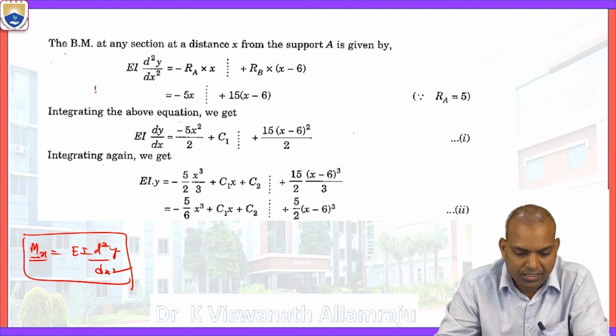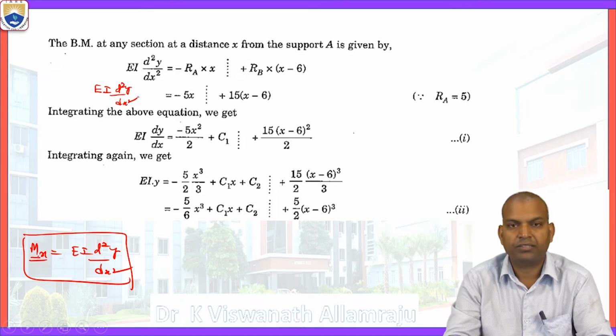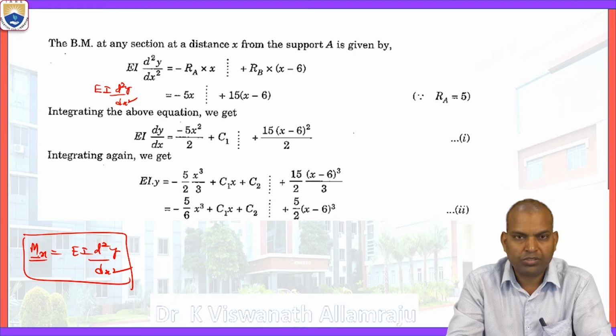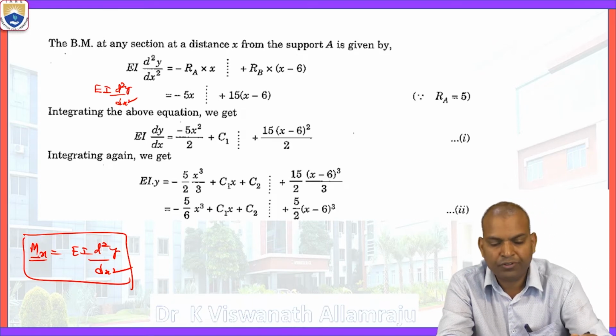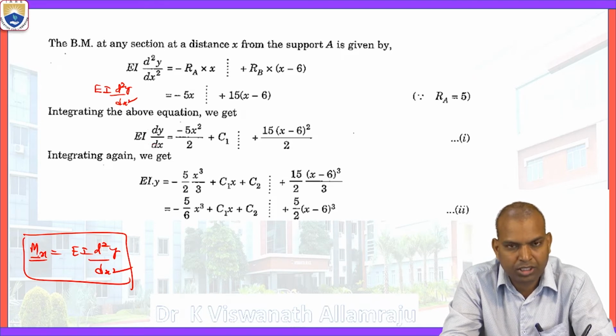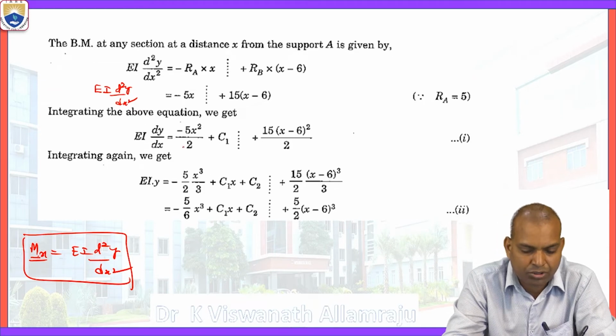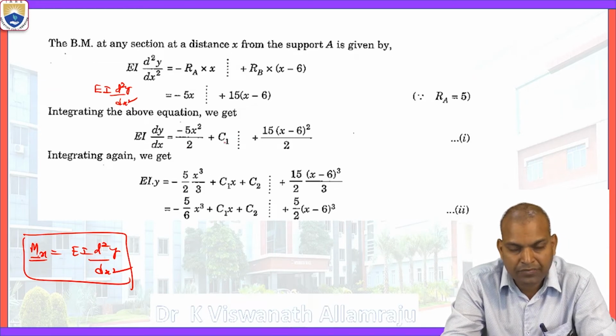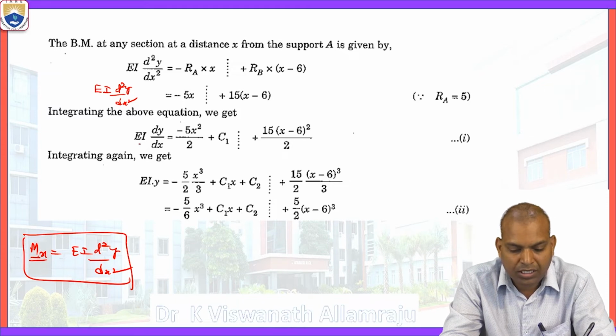Now if we integrate this equation, EI times d square y by dx square is negative 5 times x plus positive 15 times x minus 6. If we integrate once, the equation is transformed to the slope equation, that is EI times dy by dx equal to minus 5 by 2 times x square plus C1. This constant of integration is added to the first portion, plus 15 times x minus 6 whole square by 2. Now this constant of integration can be calculated by using the boundary condition.